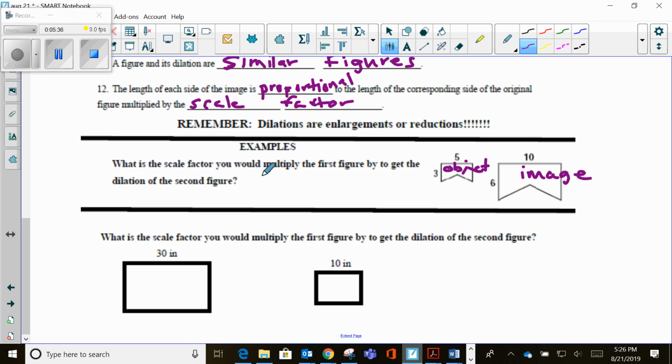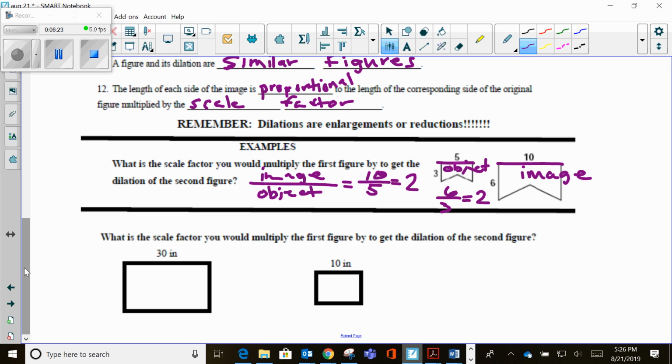So we're going to follow the rule of writing it as a fraction or as a ratio with image divided by object. So I'm going to take the side measures of the corresponding sides, 10, which is my image, divided by 5, which is my object, and I get a scale factor of 2. You could do the same thing with the other two sides, and I would have 6 as my image over 3 as my object, and I would still get a scale factor of 2. If they are similar figures, then all sides will be corresponding, and they will have the same scale factor.